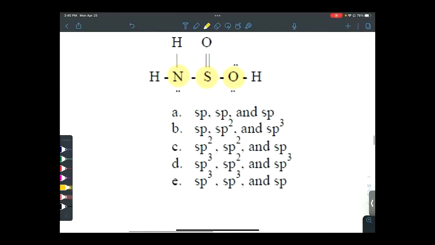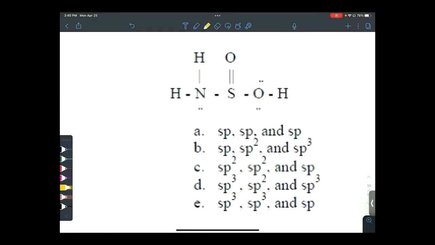So no, it has single bonds. Yeah, okay, all right. So I just count. Nitrogen has 1, 2, 3, 4. So is it hybridization 4? No, it's sp3. Meaning 4 comes from... so how do we go from 4 to sp3?